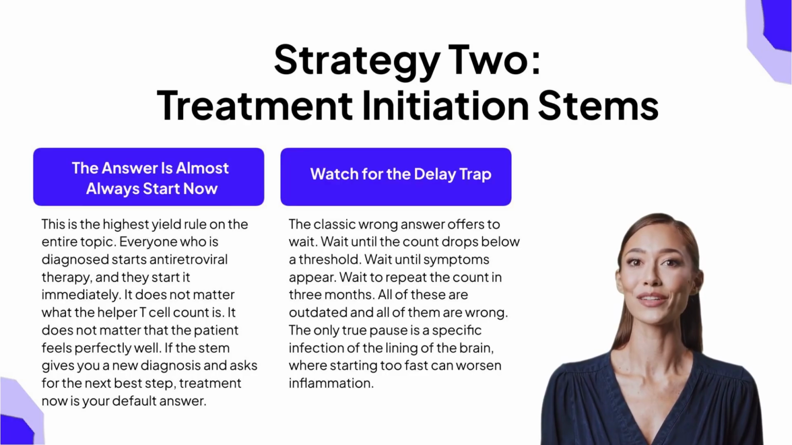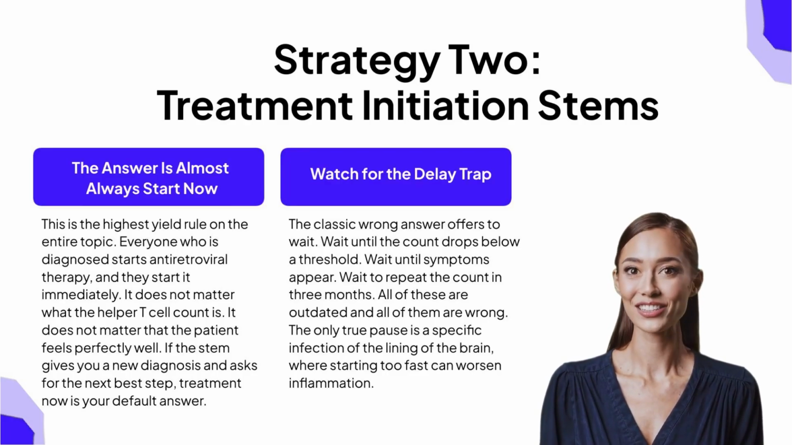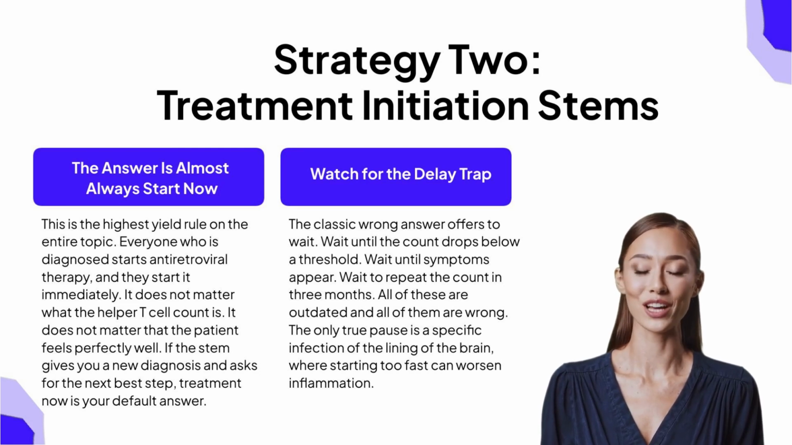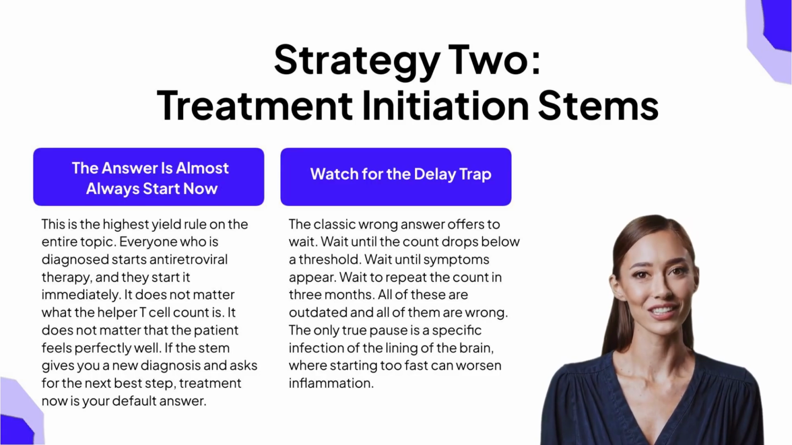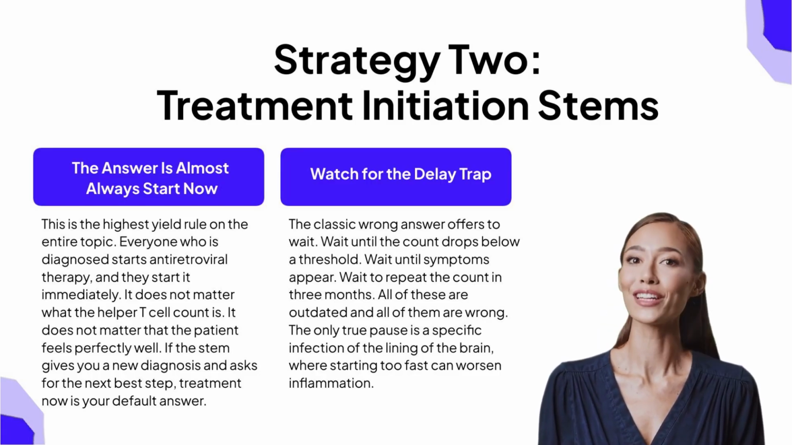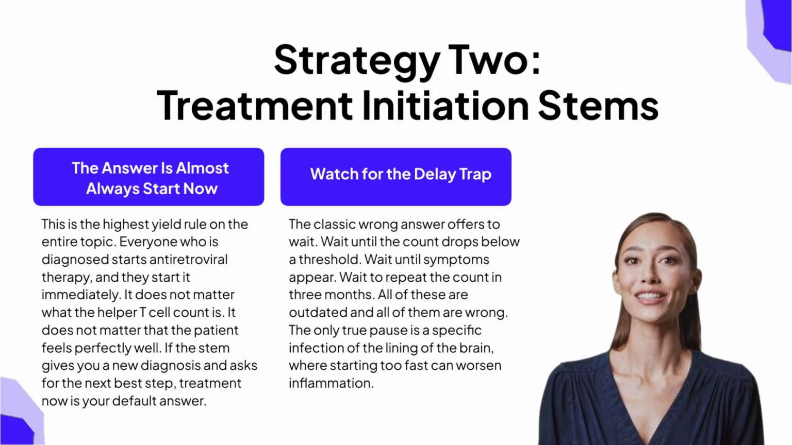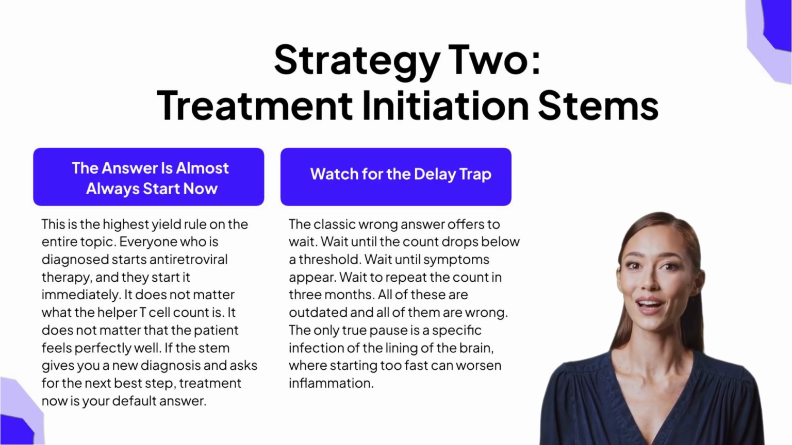Archetype 2 is treatment initiation, and this is the highest yield rule on the entire topic. Everyone diagnosed starts antiretroviral therapy, and they start immediately. It does not matter what the count is. It does not matter that the patient feels perfectly well. New diagnosis plus next best step means treatment now.